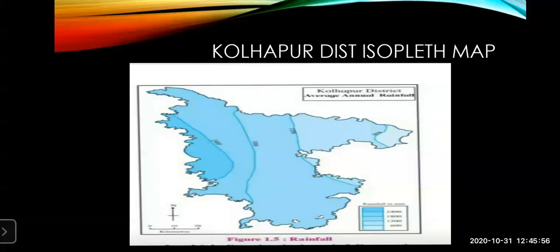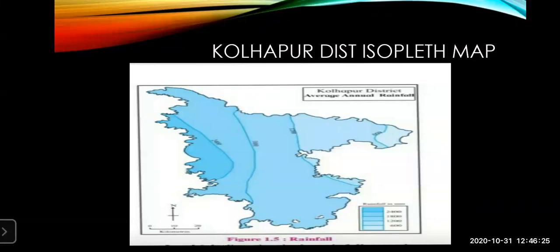Join the places with lines which have the equal value. The lines which are closer show a sharp inclination. If the lines are away from each other, the change is gentle over there, not that sharp. Also, the highest value is shown by the darker shade and the lowest value is shown by the lighter shade.